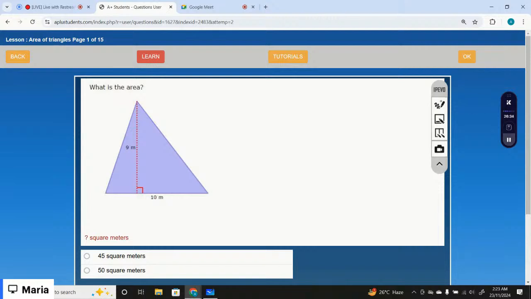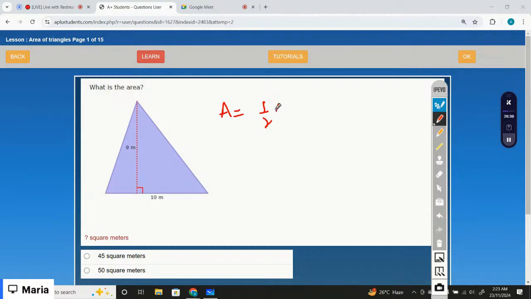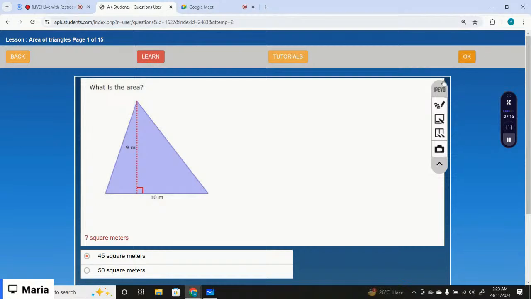What is the area? So you are given a triangle. You have to calculate the area. So that is area equals half times base times height. So that is 1 by 2 times the base is 10, the height is 9. So that is 90 divided by 2 is 45 square meters. The correct option is option number 1, that is 45 square meters.